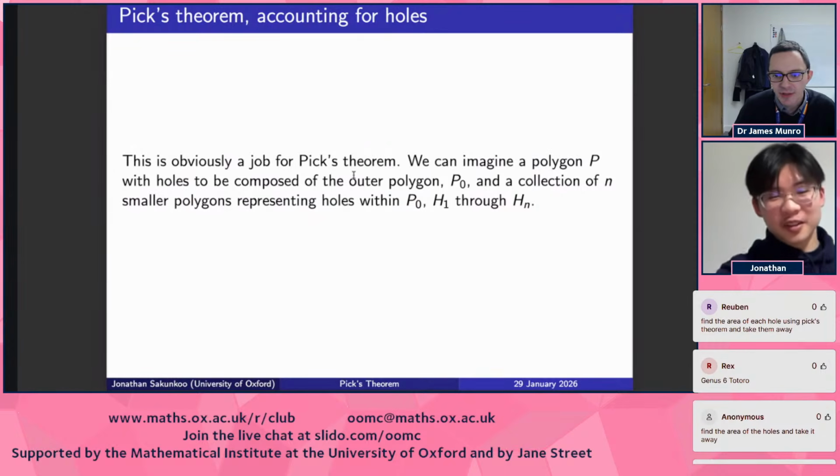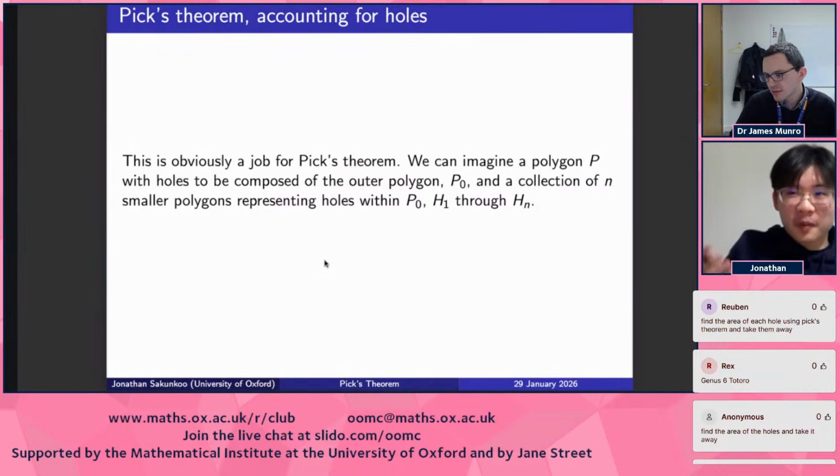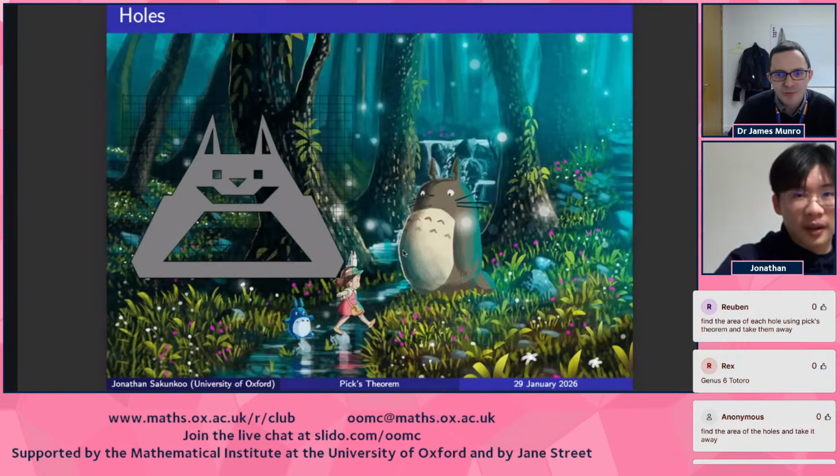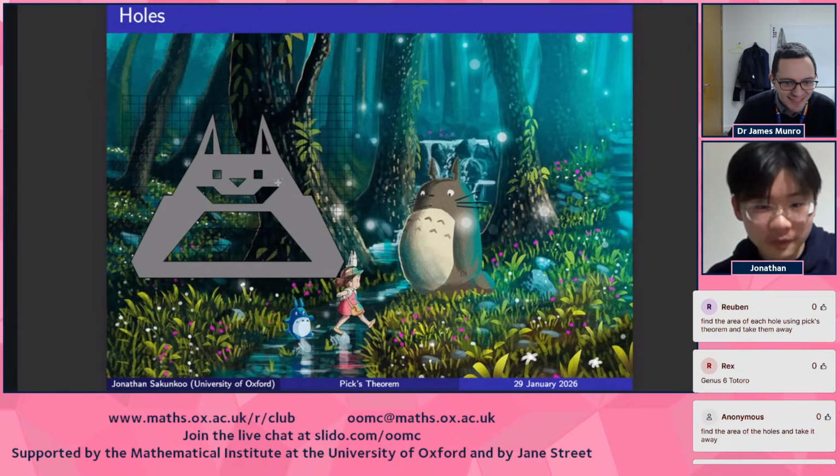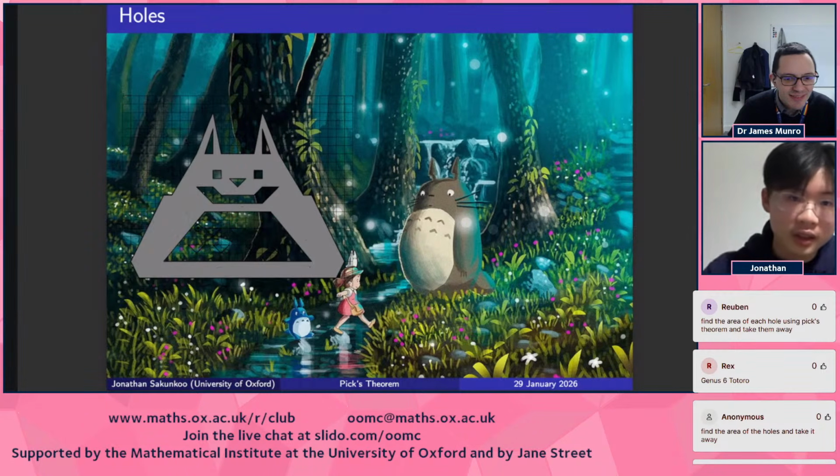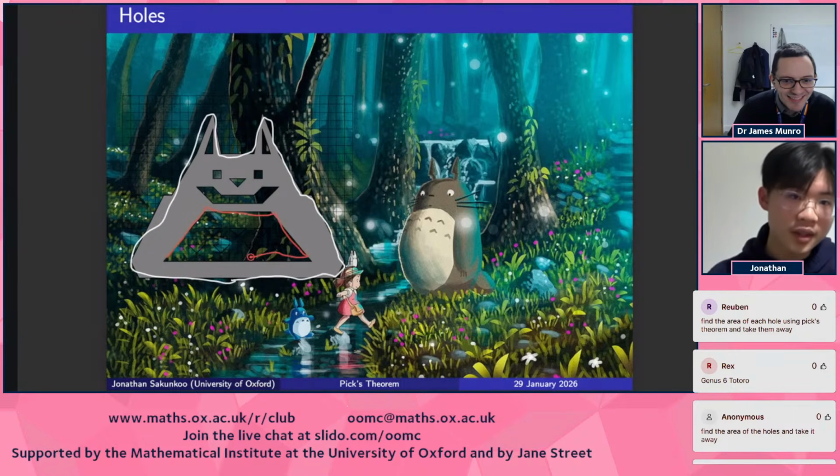Yeah, exactly. So what do you do if you're faced with something and then something you don't want? Well, you remove the part you don't want from the thing you want. So it's the same for holes. We take what we want, which in this case would be this outline. And then we take the areas of the insides, which would be the sum of this area.